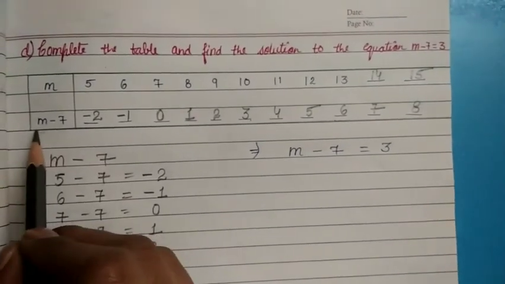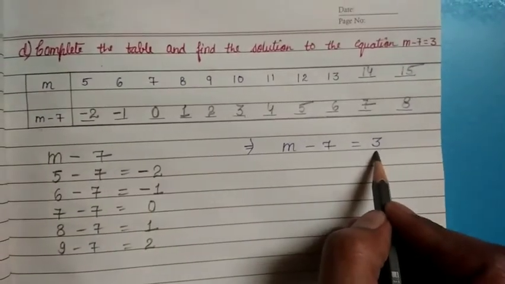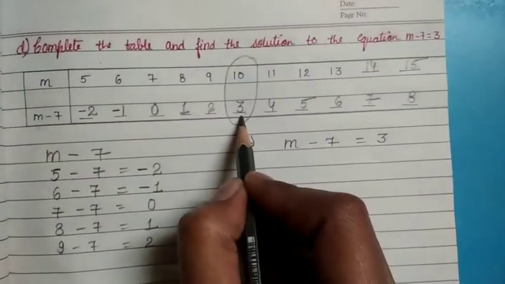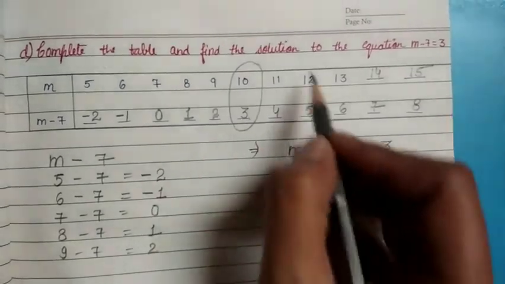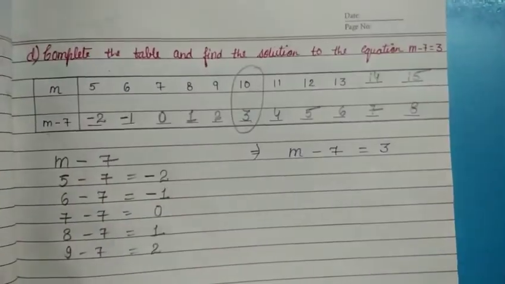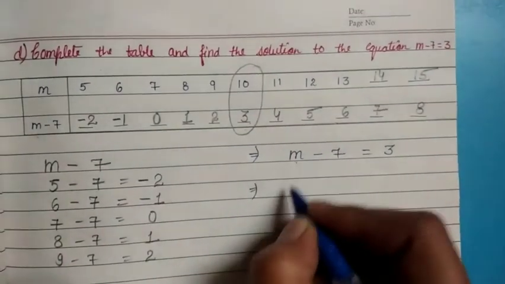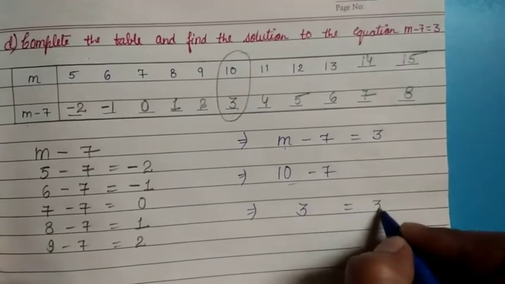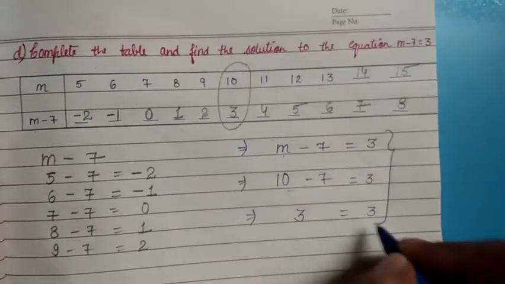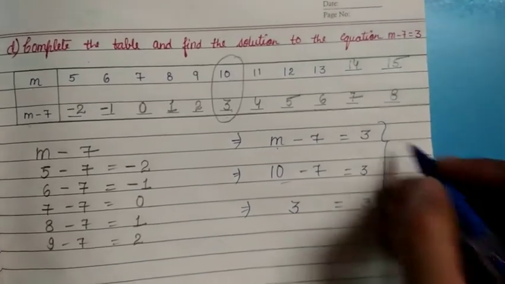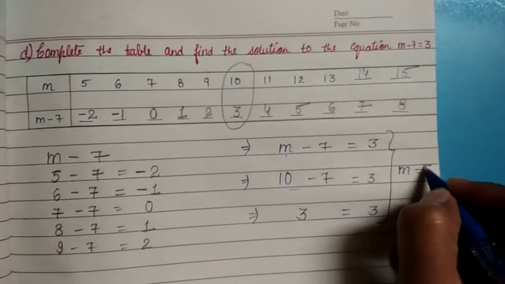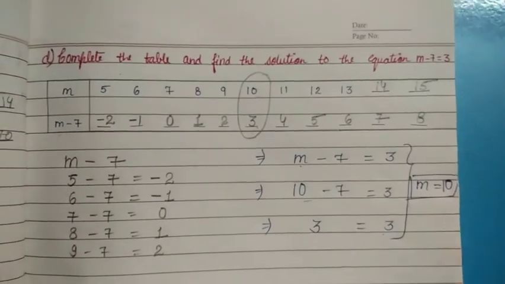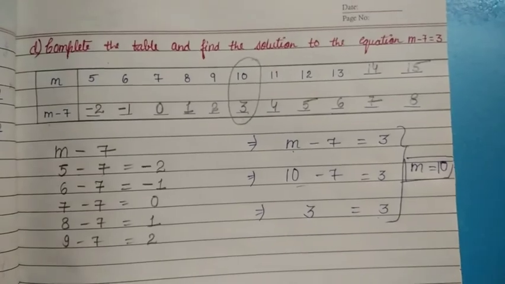In which case is the m minus 7 answer 3? So here is the answer of m minus 7 is 3, in the case when the m value is 10. 10 minus 7 is 3, which is exactly equal to the right side of 3. It means the solution of the equation is m value is 10. So here we completed question number 4 of exercise 11.5.